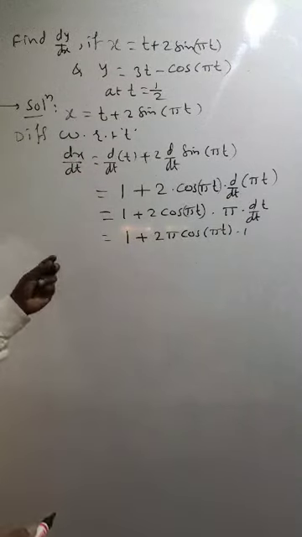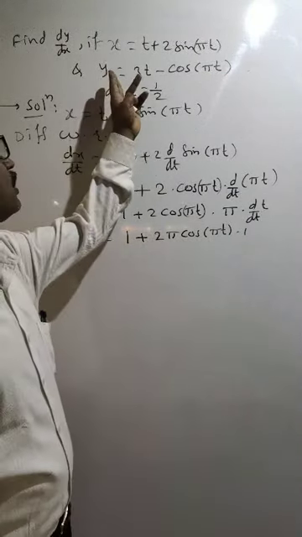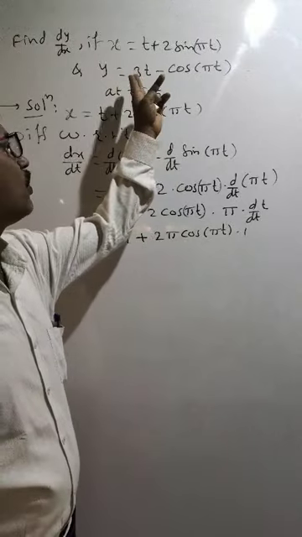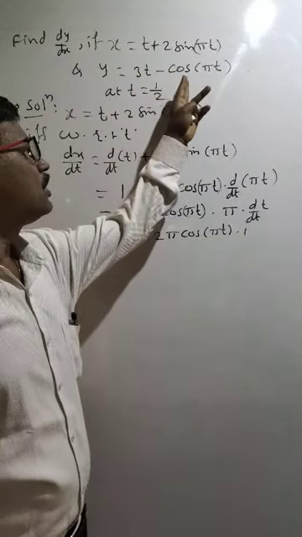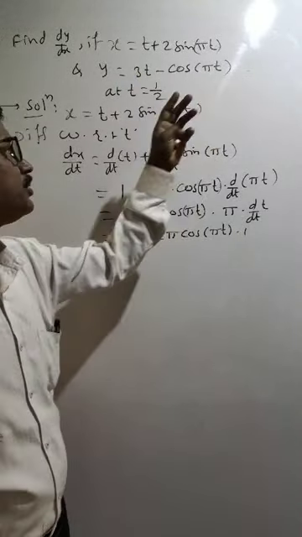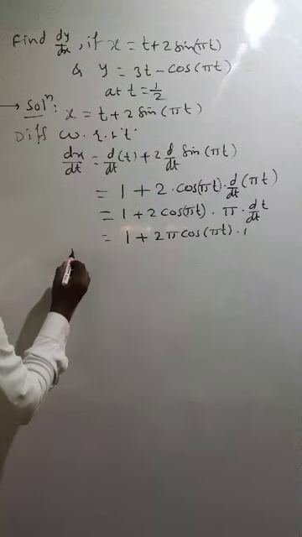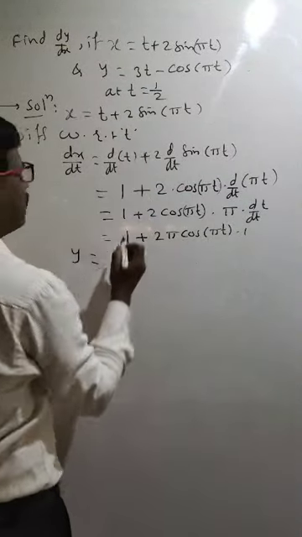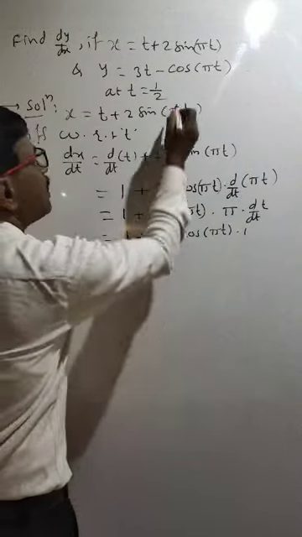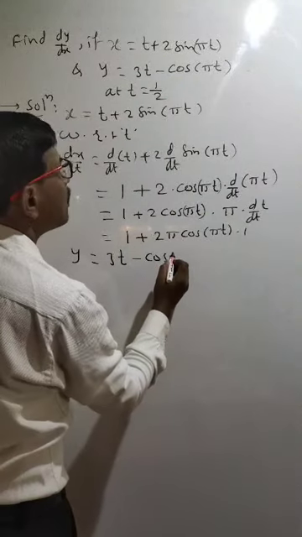Then dx by dt. Now we find dy by dt from y equal to 3t minus cos of pi t.